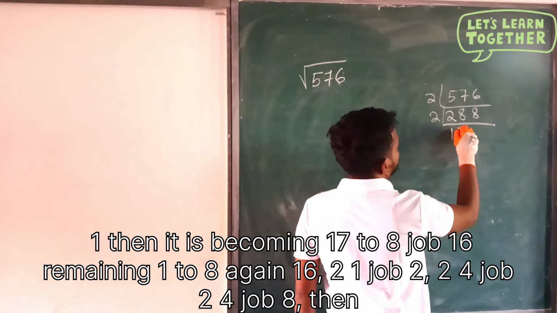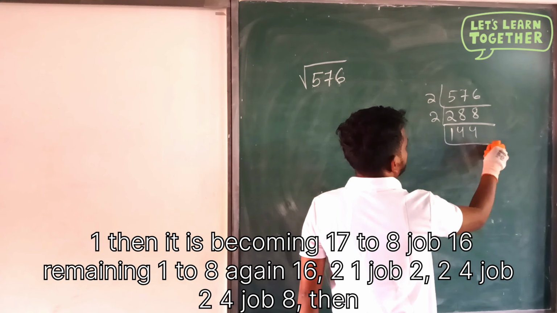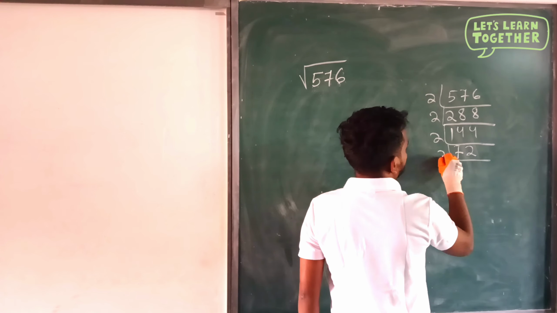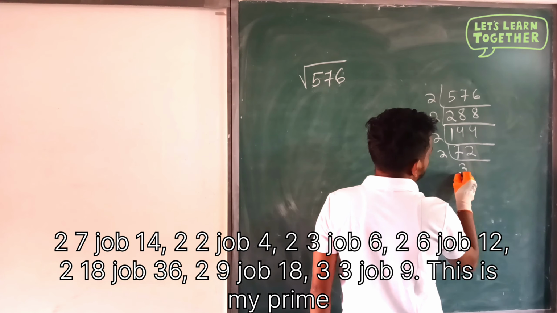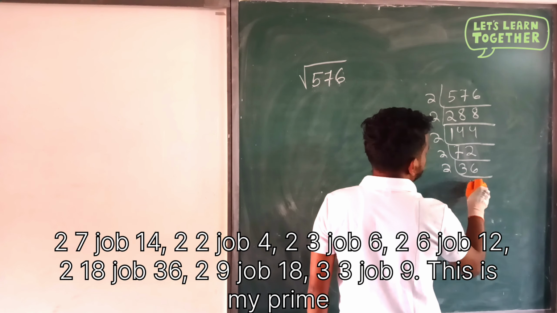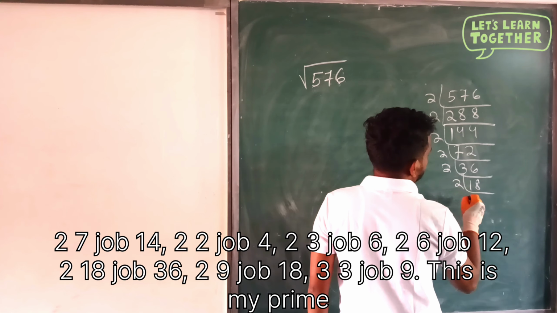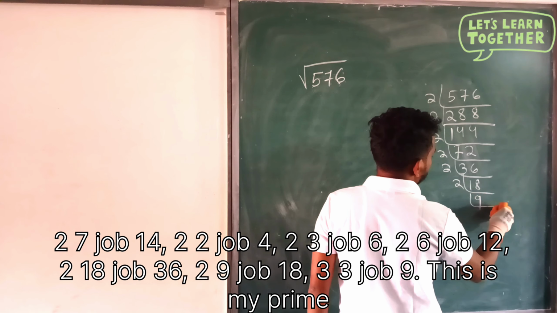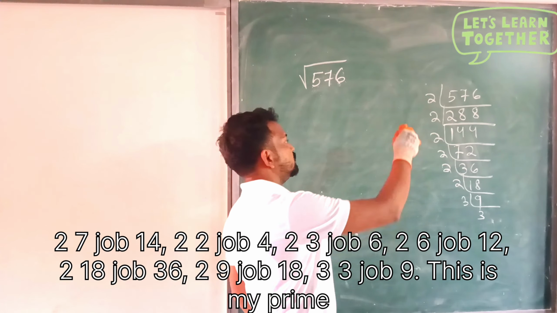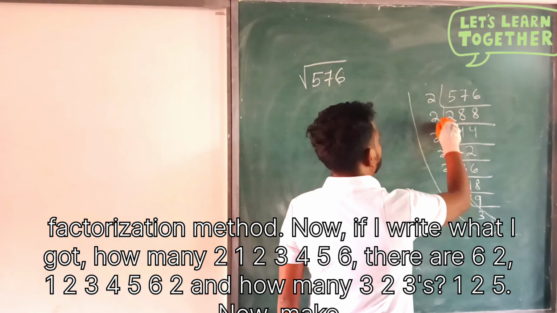2 1s are 2, 2 4s are 8, 2 4s are 8. Then 2 7s are 14, 2 2s are 4, 3s are 6, 2 6s are 12, 2 18s are 36, 2 9s are 18, 3 3s are 9. This is my prime factorization.